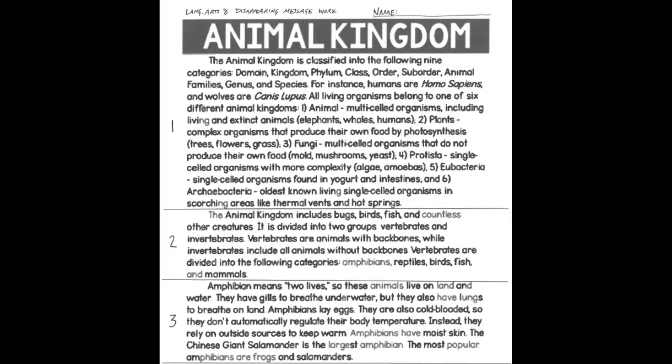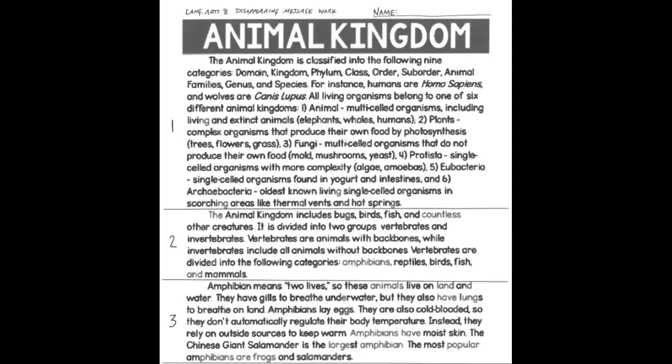Animal Kingdom. Section 1. The animal kingdom is classified into the following 9 categories: domain, kingdom, phylum, class, order, suborder, animal families, genus, and species. For instance, humans are Homo sapiens, and wolves are Canis lupus.